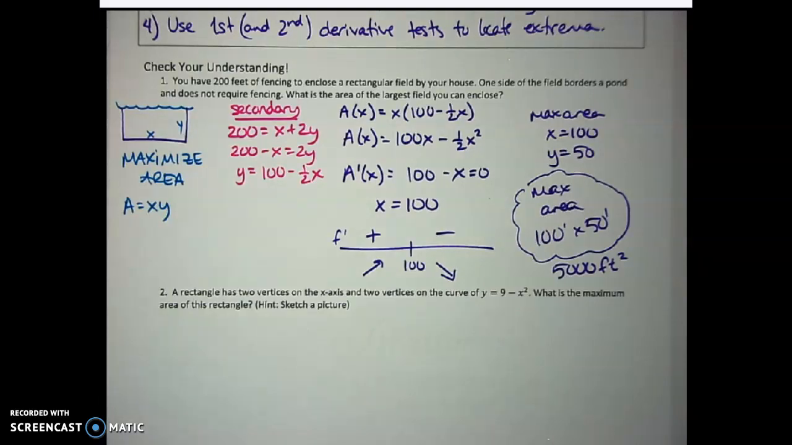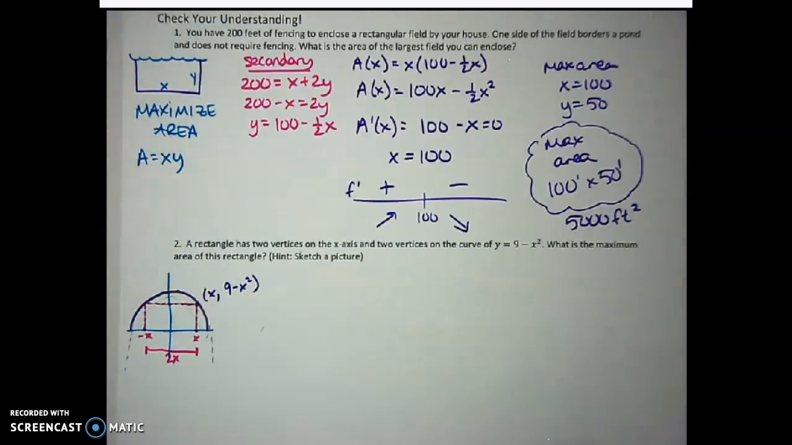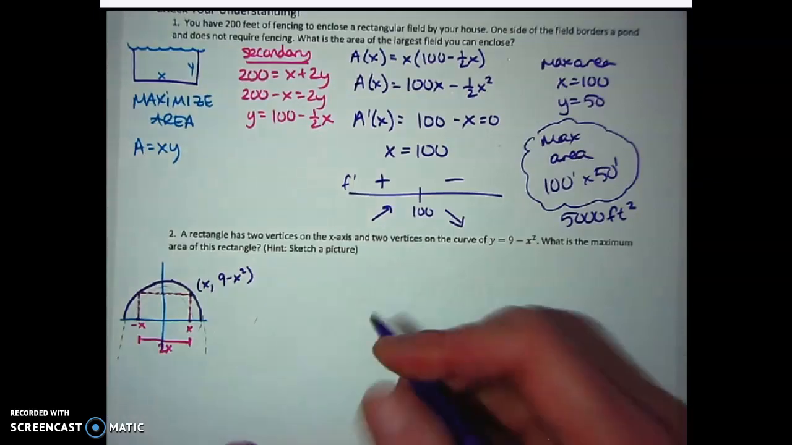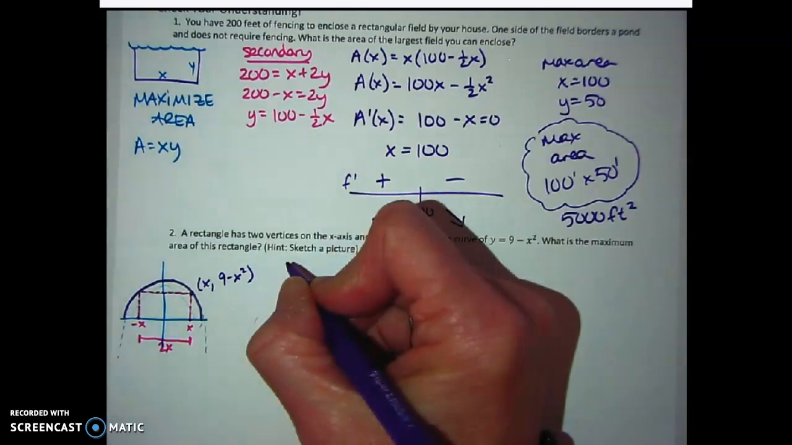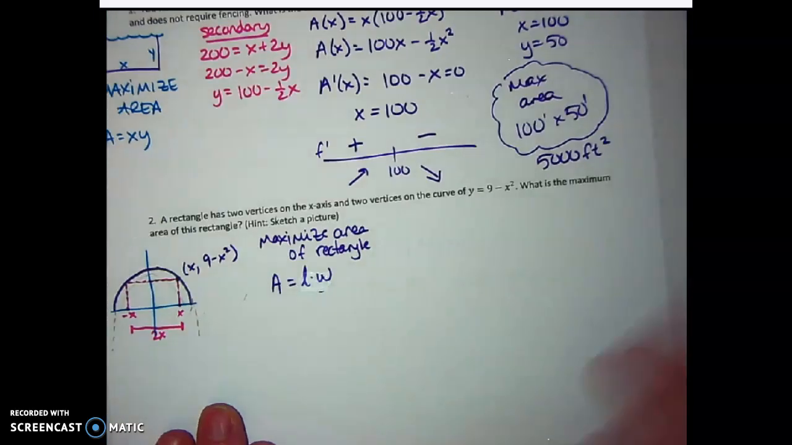Example number 2. A rectangle has 2 vertices on the x-axis and 2 vertices on the curve of 9 minus x squared. What is the maximum area of this rectangle? Well, as the hint says, let's sketch a picture of that. So here's my picture, and we want to maximize the area of the rectangle.